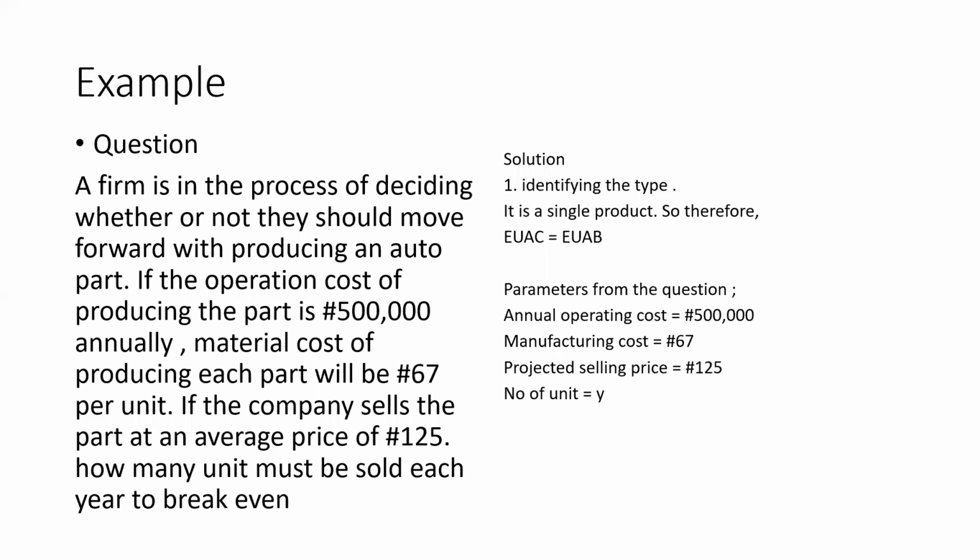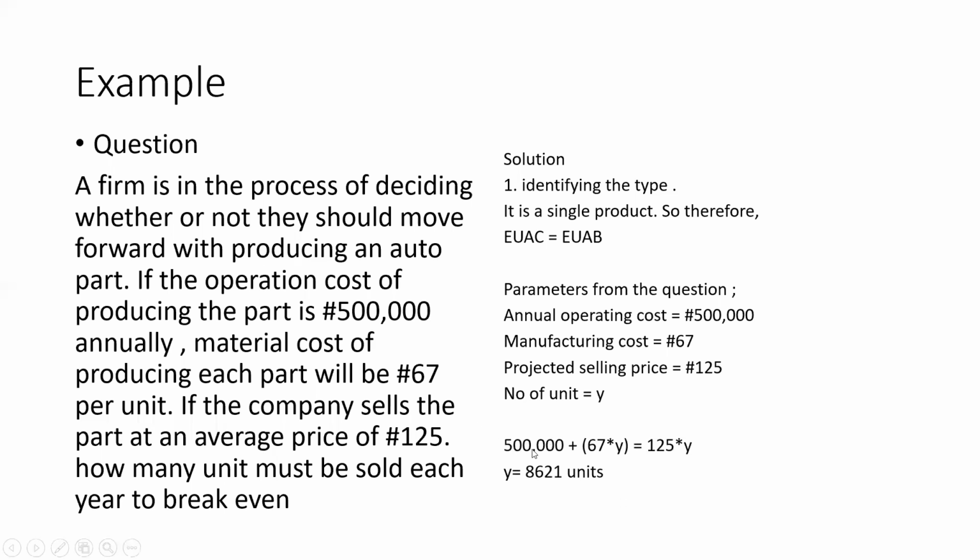Now the parameters we can get from the question are the annual operating cost, which is 500,000 naira, the manufacturing cost, which is 67 naira, and the projected selling price, which is 125, and Y should be the number of units. So the number of units will allow us to get the break-even point. Remember, what is break-even? You are comparing the annual cost to its annual benefit. So to get the value of Y. Okay, good.